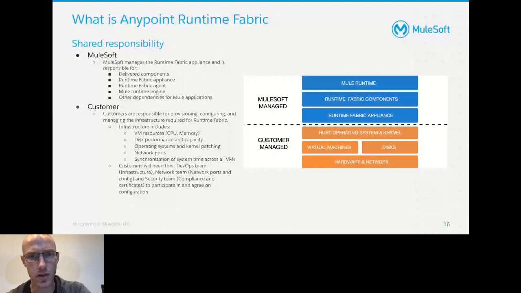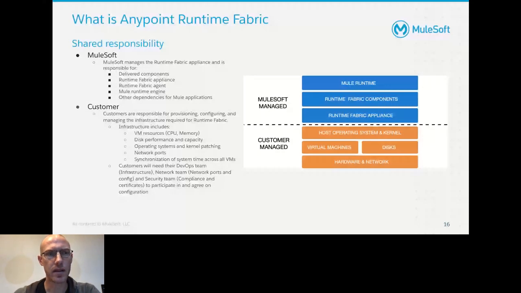Now, that includes the VM resources, CPU, memory, the disk performance and capacity, operating systems, kernel patching, network ports, synchronization of system time across all VMs. And the customers will need their DevOps teams, their network teams, and their security teams to participate in and agree on the configuration of the fabric. So the DevOps team typically to provision and manage the infrastructure, the network team to specify the allowed ports and configure the proxy settings, and then the security team to verify compliance and obtain security certificates.